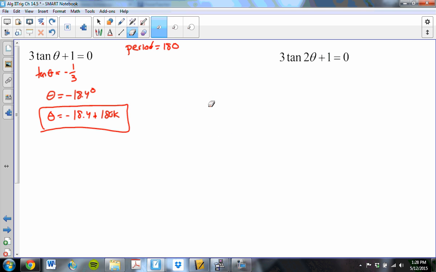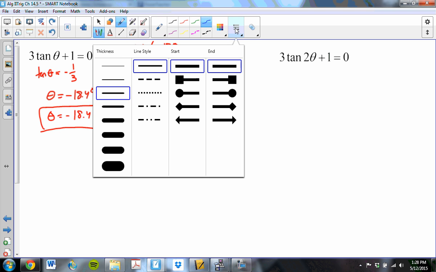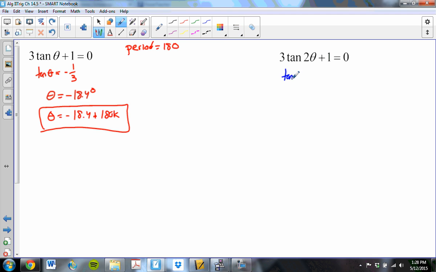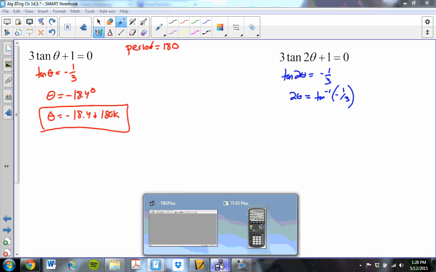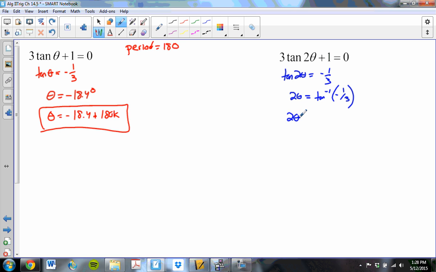This is kind of the first tricky-ish example we'll come across, and then I'll stop. Well, I solve this, so tangent of 2 theta equals negative 1/3. So I do the inverse tangent. 2 theta equals the tan inverse of negative 1/3. I did, negative 18.4. So we get that 2 theta equals negative 18.4. Well, I divide both sides by 2. And theta now equals negative 9.2. So my solution is negative 9.2, and then I want to add on a period.